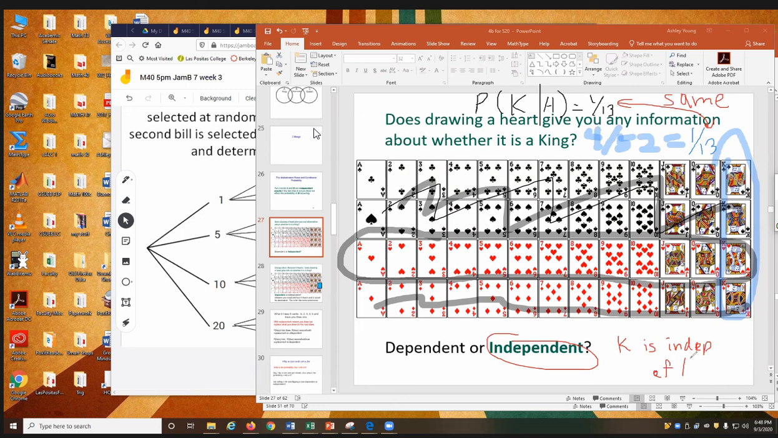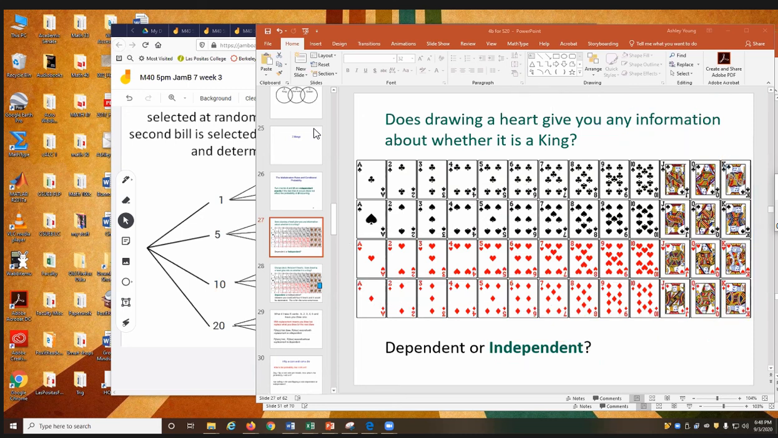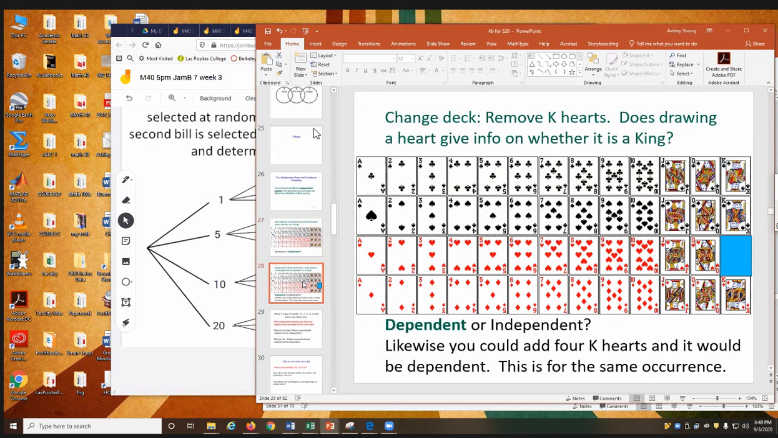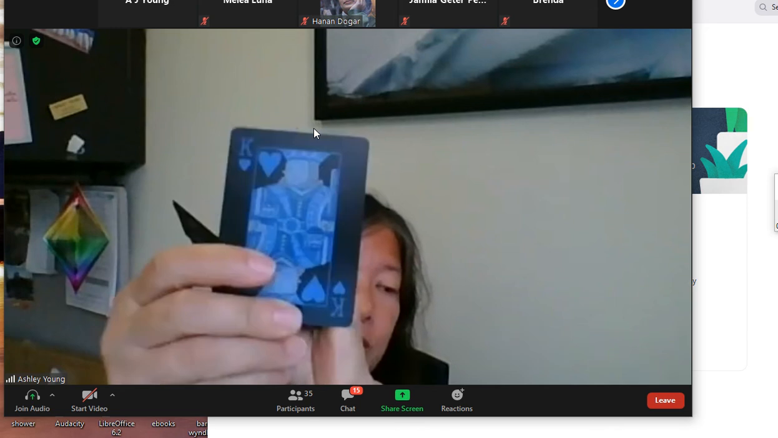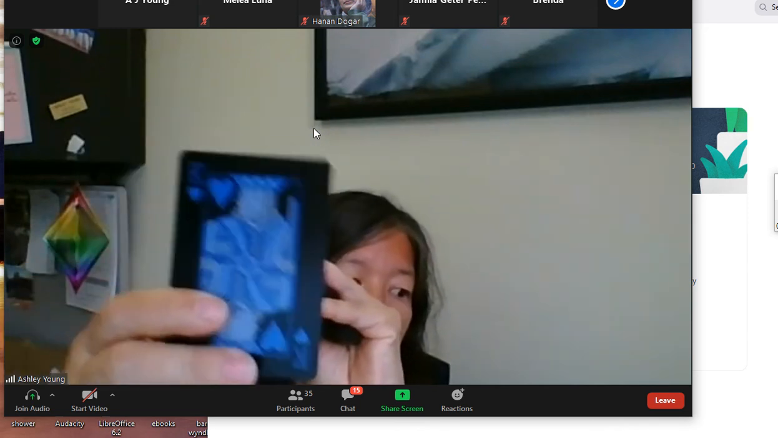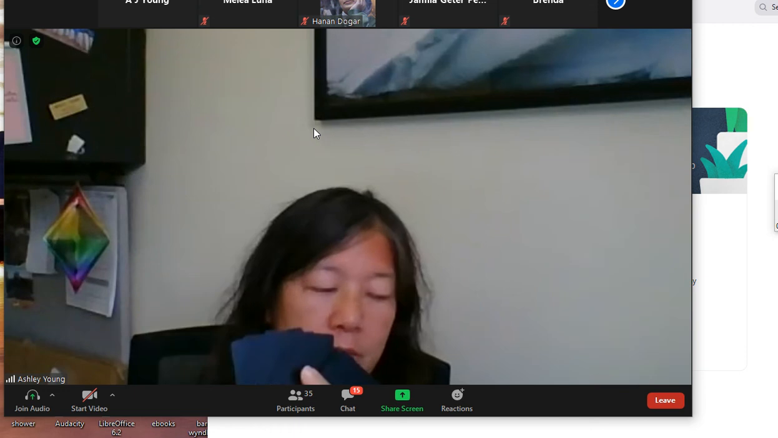Well, you might be like, give me an example of something where it's not independent. Okay, I can do that. All right, so here's my deck of cards. Here is my King of Hearts. Everyone see it? I'm going to throw it away. It's gone. It's on the floor over there.